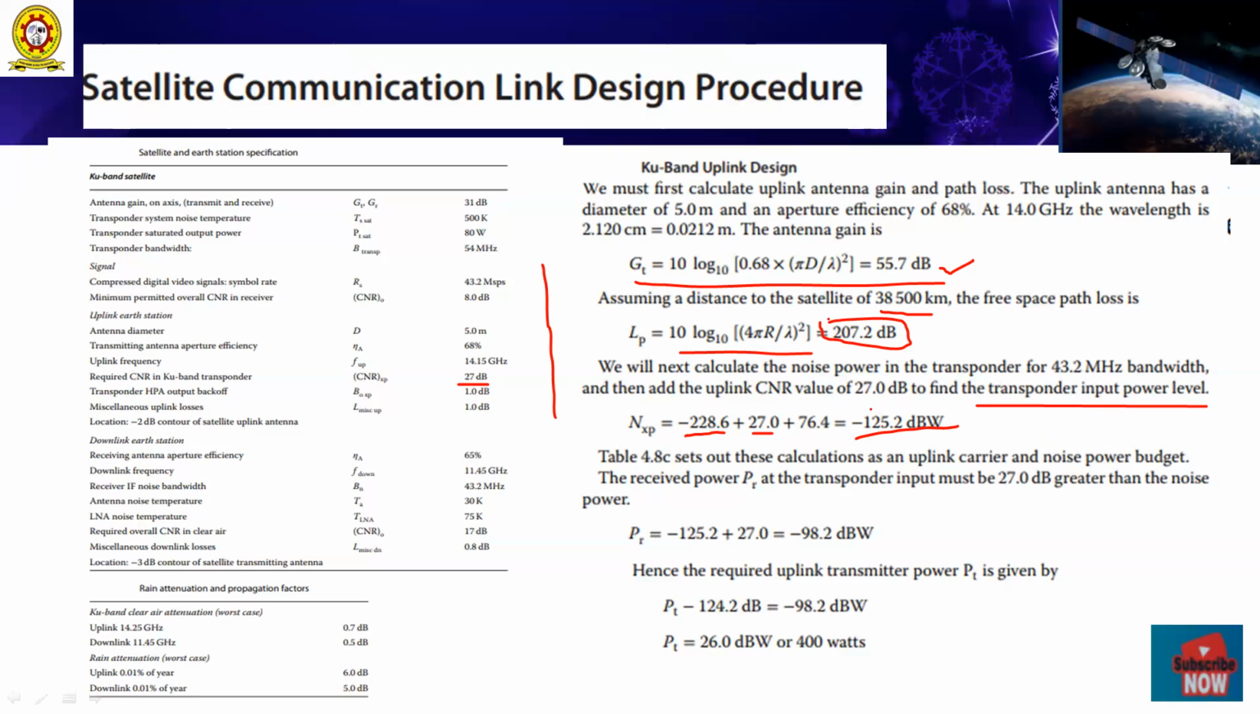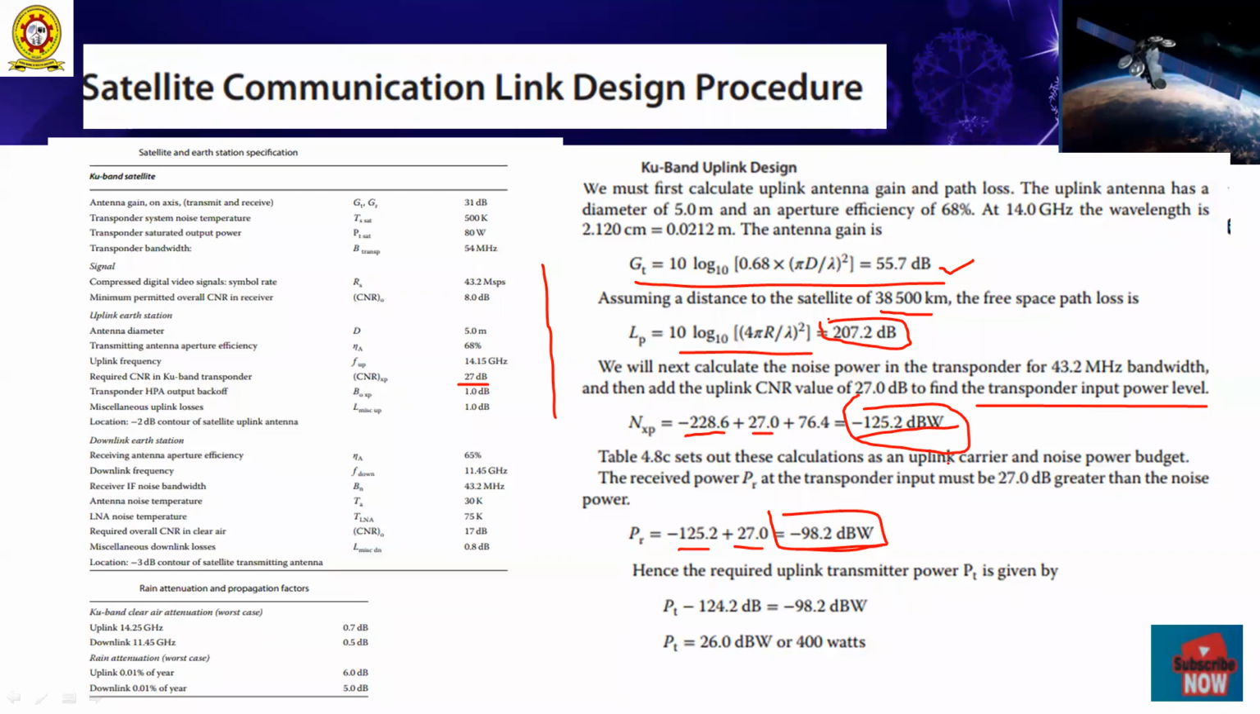From this data, let us calculate the received power. How to calculate the received power? Minus 125.2 plus 27, so we got minus 98.2 dBW. In this way, we are able to evaluate the received power by this formula: minus 98.2 dBW.